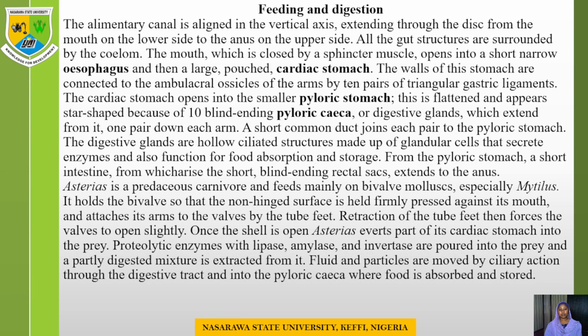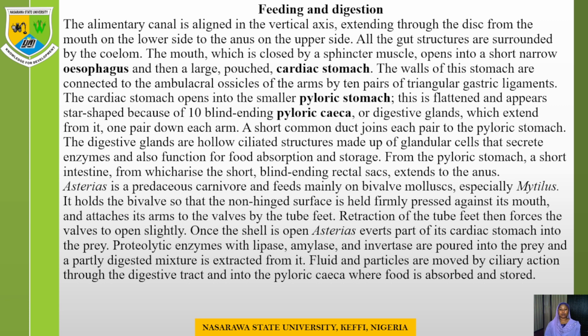The alimentary canal is aligned in the vertical axis, extending through the disc from the mouth on the lower side to the anus on the upper side, and all the gut structures are surrounded by coelom. The mouth, which is closed by a sphincter muscle, opens into a short, narrow esophagus and then a large pouch-like cardiac stomach. The walls of the stomach are connected to the ambulacral ossicles of the arms by 10 pairs of triangular gastric ligaments.